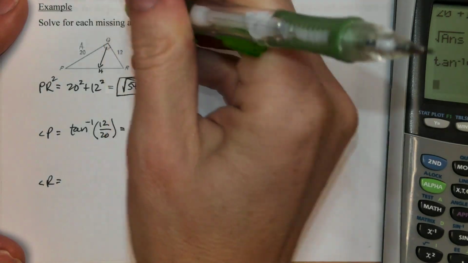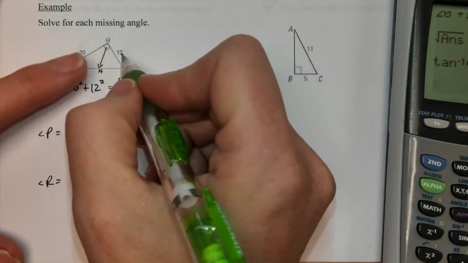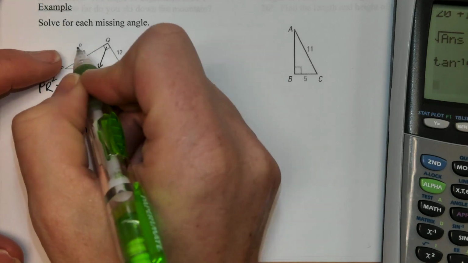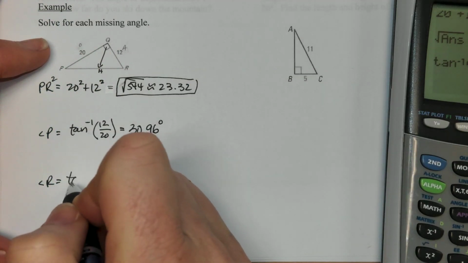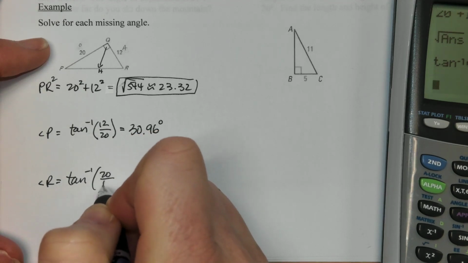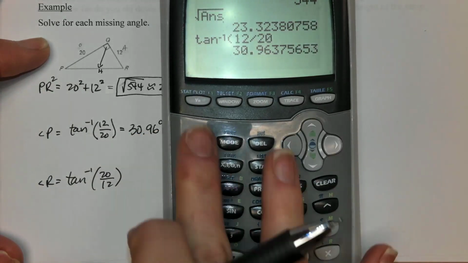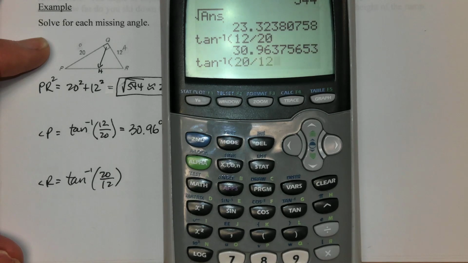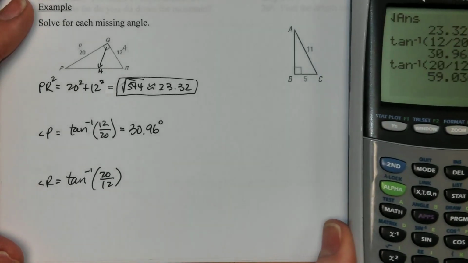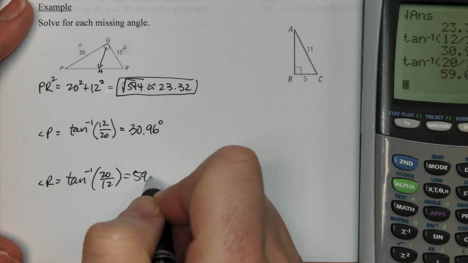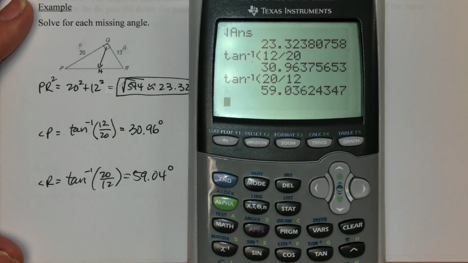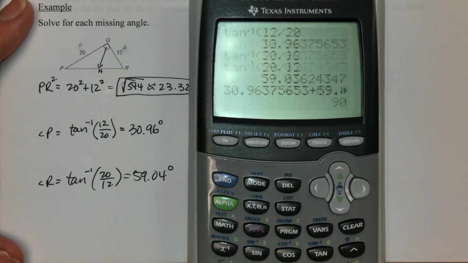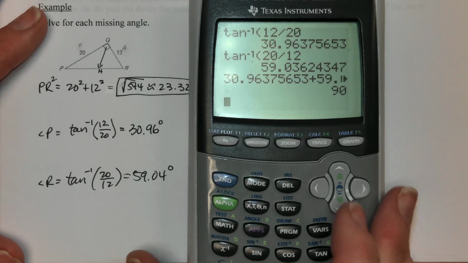Angle R, if you haven't quite noticed, when we're doing these, we usually end up just flipping these two. So this one will be opposite, and the 12 is adjacent to R. Still using tangent. Inverse, and we're just going to flop those guys. So tan inverse, 20 divided by 12, gives me about 59.04. And again, I can add these two to figure out if they add up to 90. So I got my 30.96 and my 59 and right at 90. So I did it right.